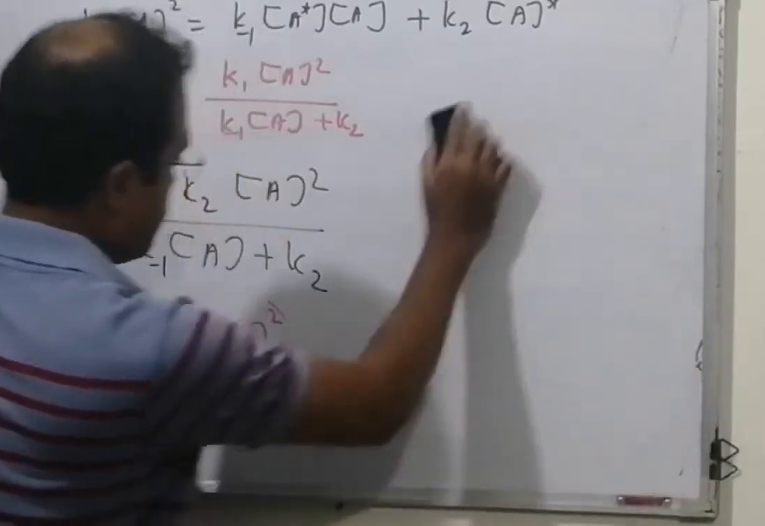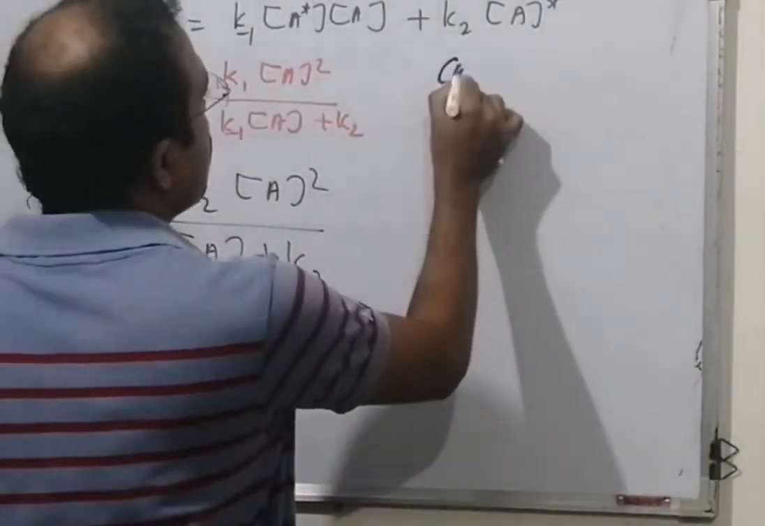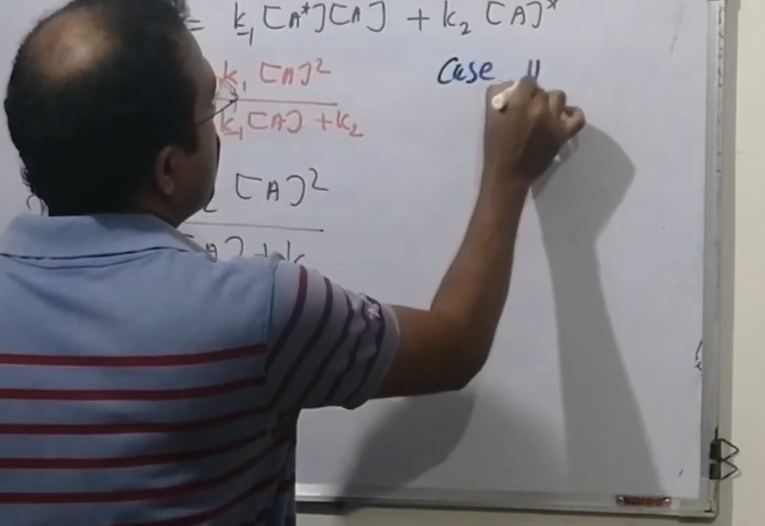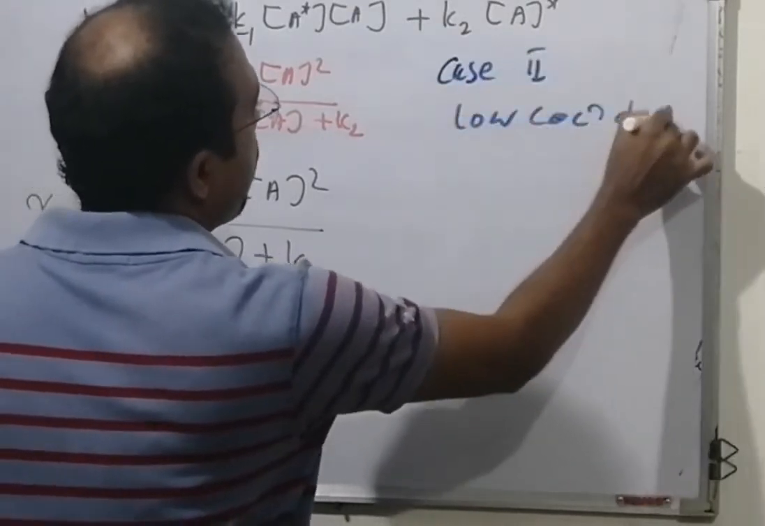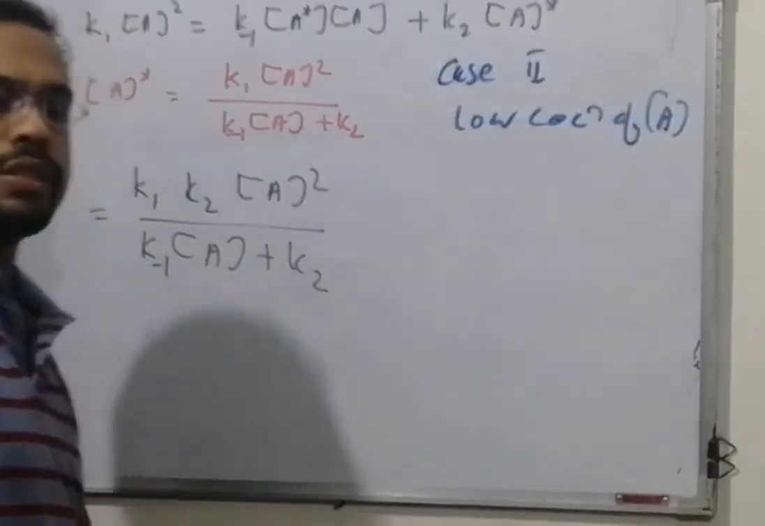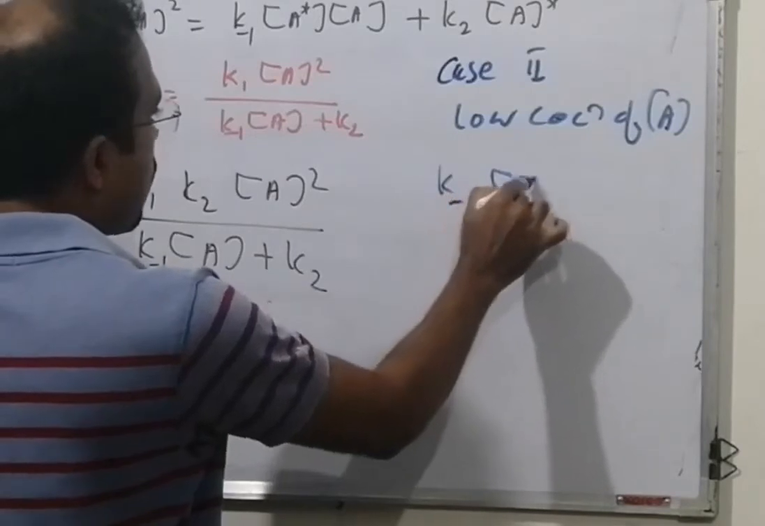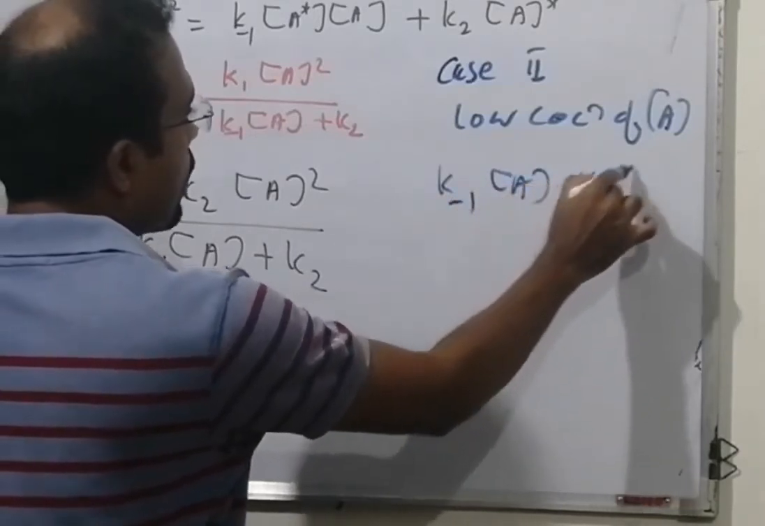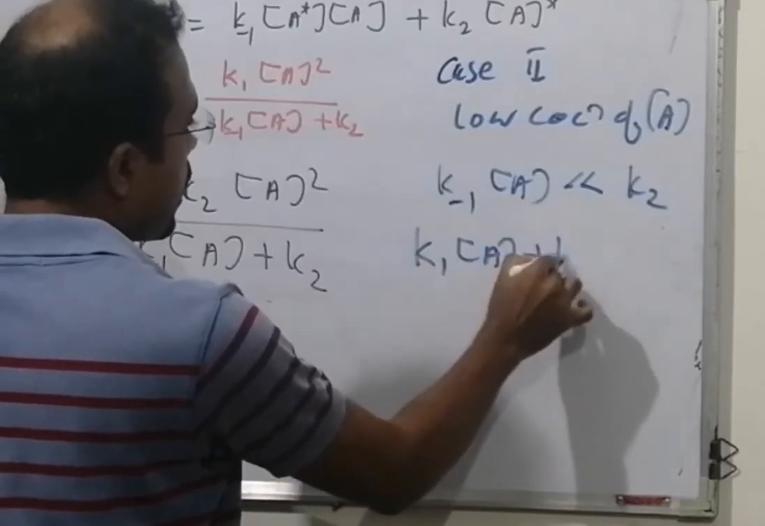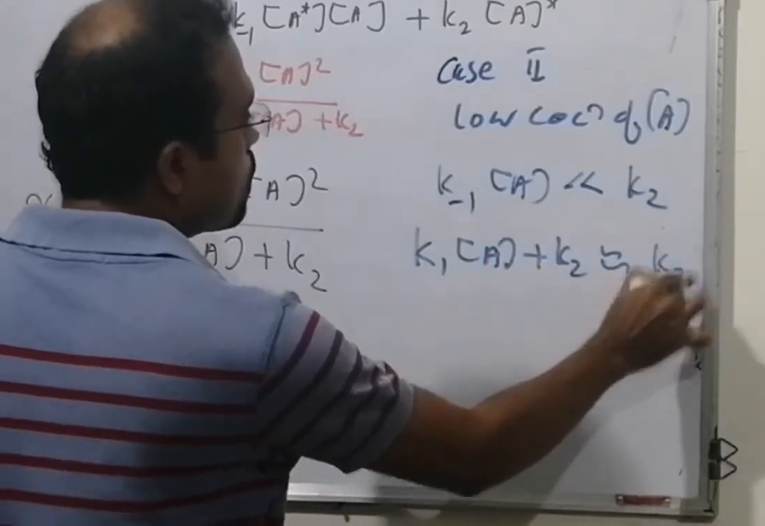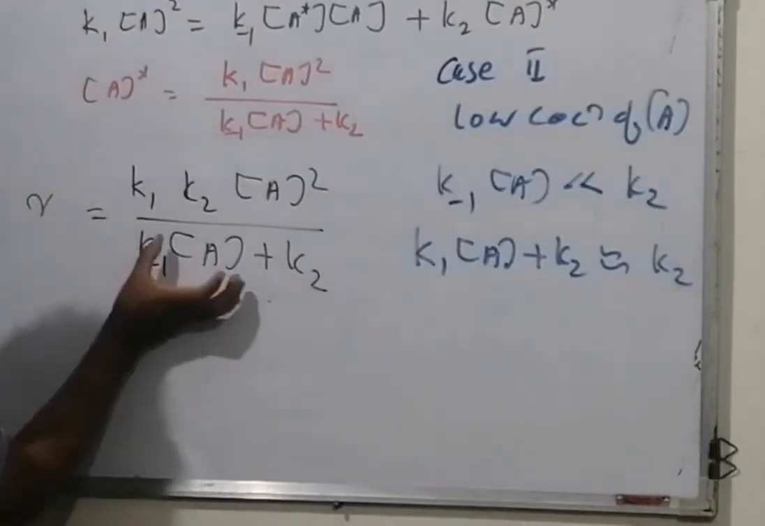Okay. Now we can go to case 2. Low concentration of A. At that time, K1A is smaller than K2. Therefore, K1A plus K2 is almost equal to K2. Okay? We neglected this term.